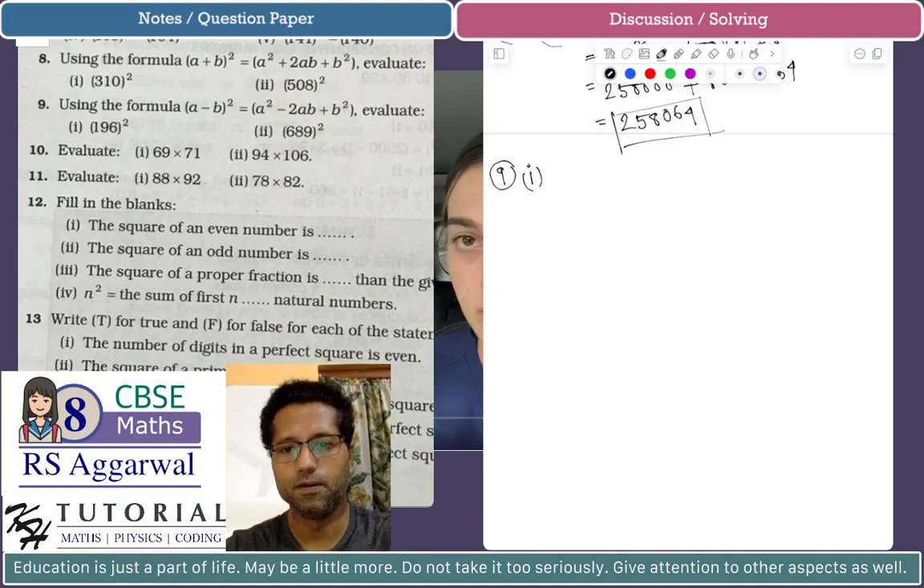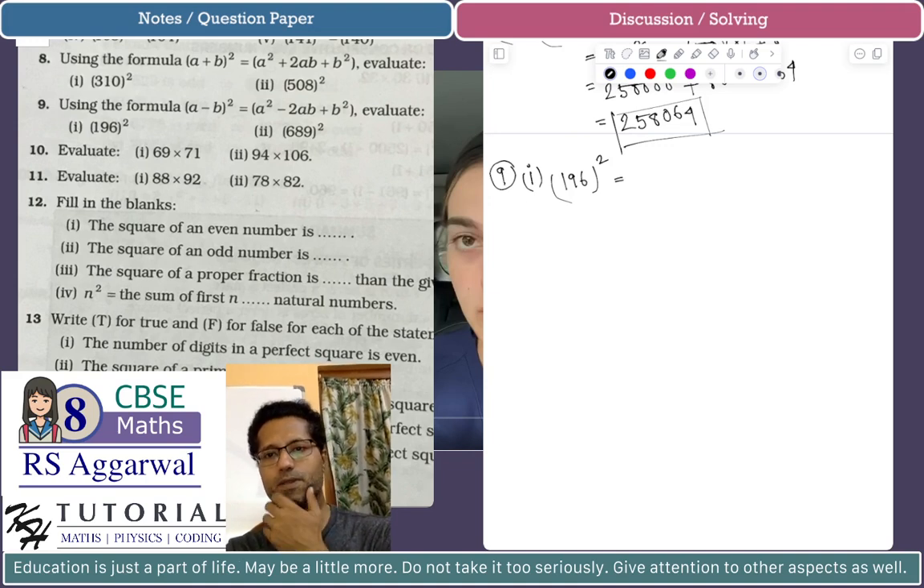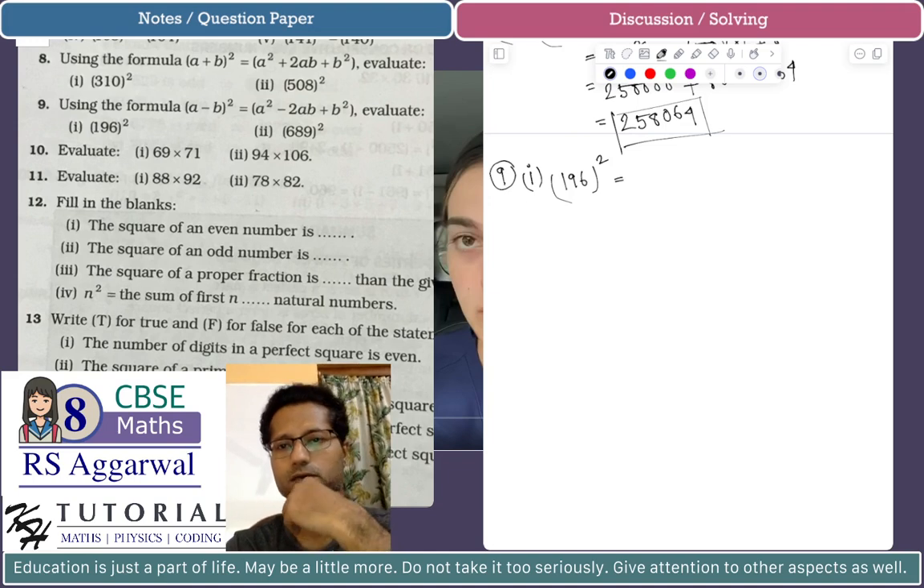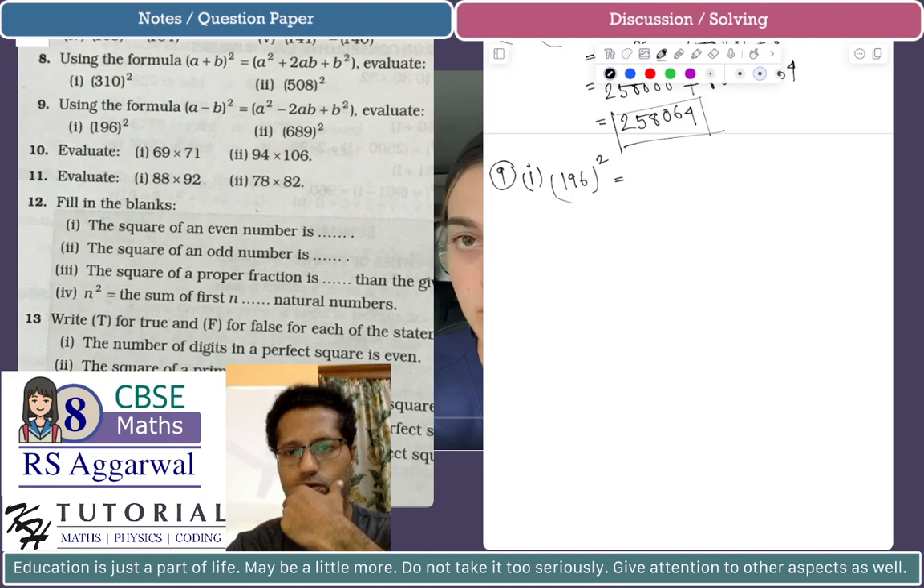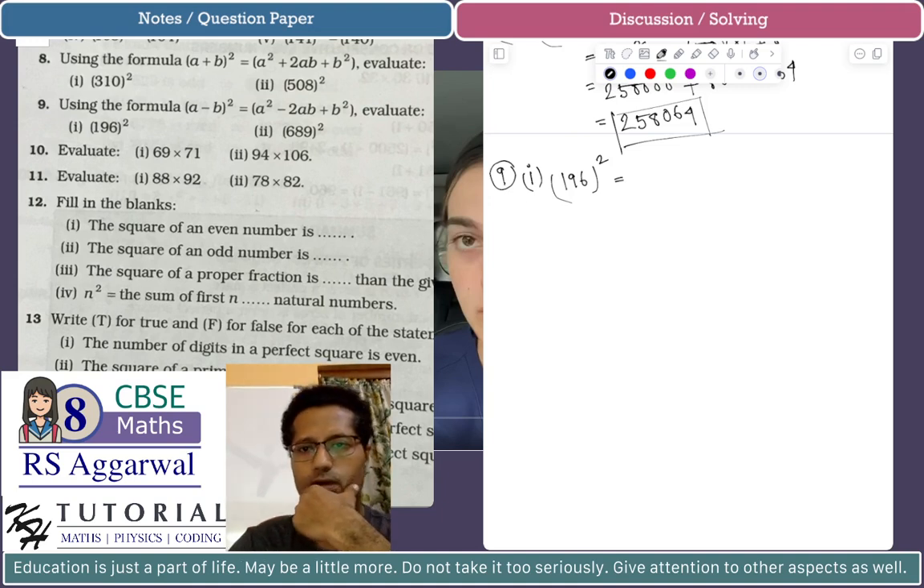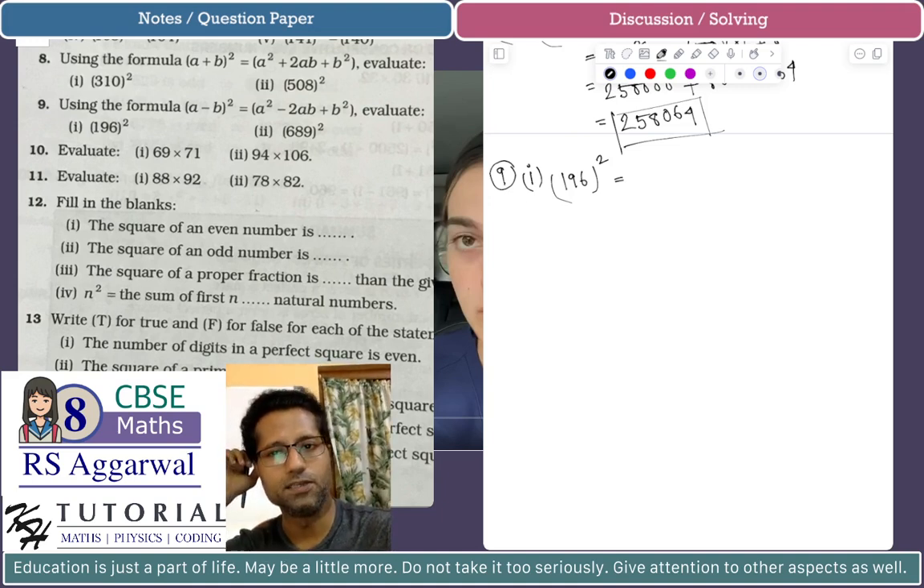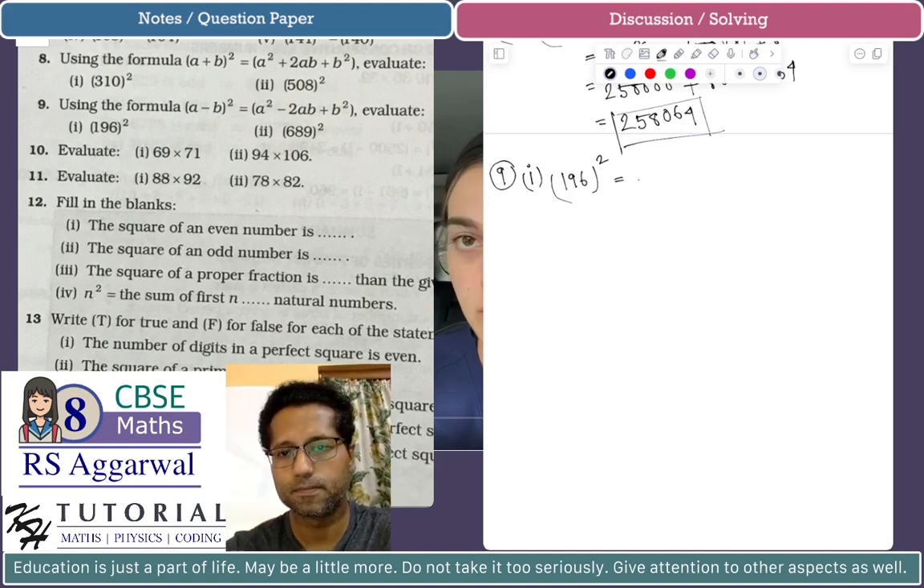from the given number. So part 1, the given number is 196. We have to find 196 whole square, and we have to first express 196 as a minus b by choosing a and b wisely. Always try to see if you can choose either a or b or both that end with zeros. For 196, the closest number that ends with 0 is 200, and I know 200 minus 4 is 196.